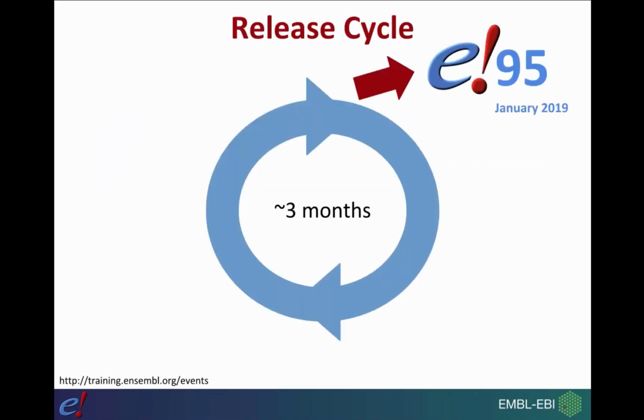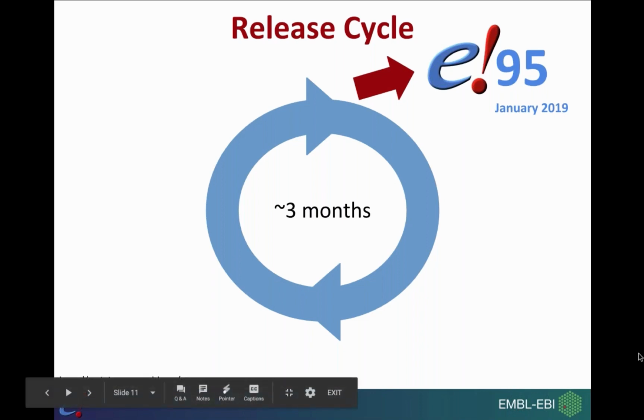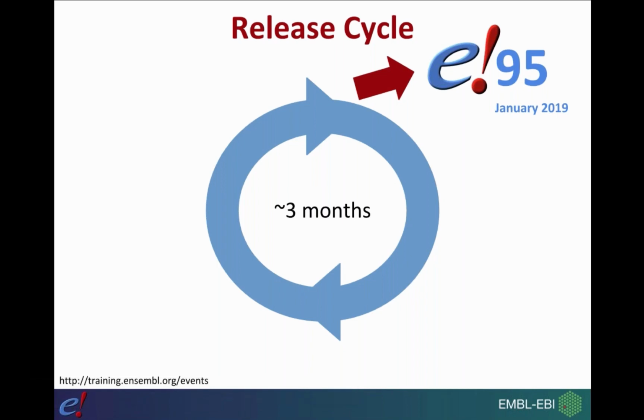Important for today is our release cycle. We try to update our databases as regularly as possible, and at the moment we are working on a release cycle of 3 months. So our last release came out in January, and that was number 95. And at that stage, we have frozen our databases and made several updates to our data and interfaces.